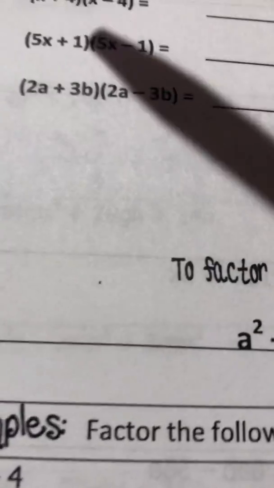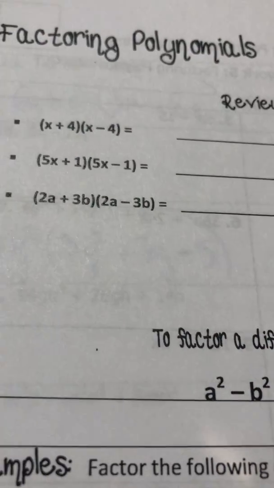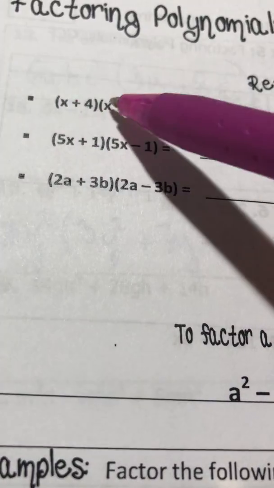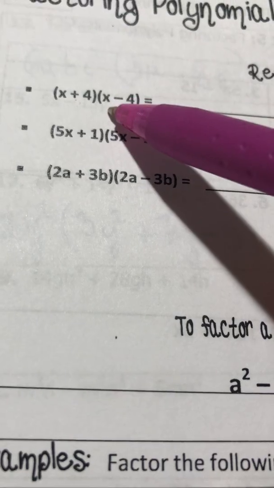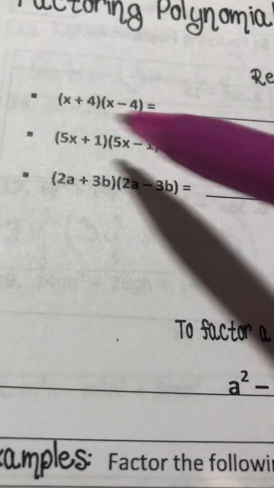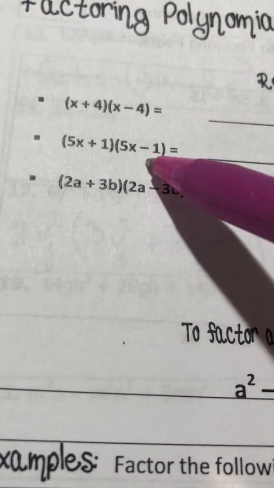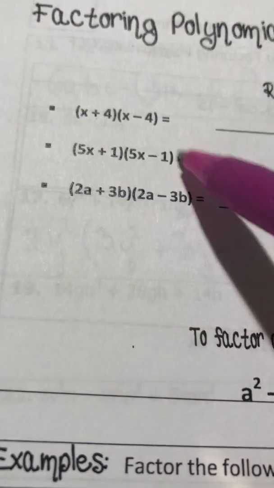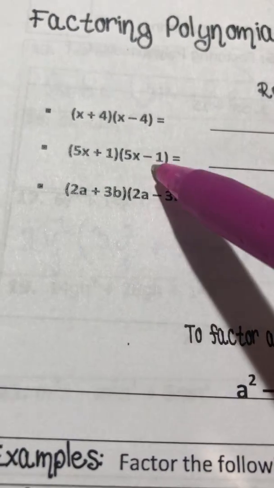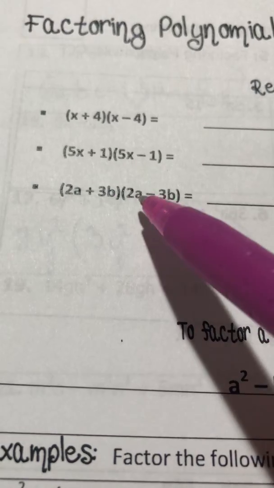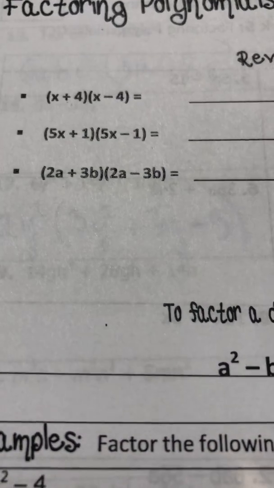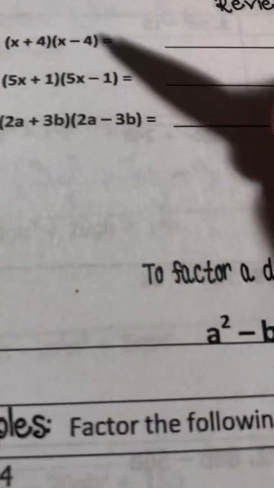So if you have binomials with both the numbers the same and only positive and negative in between, you can see these two: 5x plus 1, 5x minus 1. They both have the same numbers, but only the sign is different. 2a plus 3b, 2a minus 3b. So what do you think the answer will end up with? Let's get started.